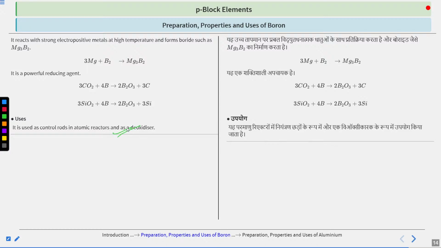So it's a very important reaction, right? This is used in atomic reactors as control rods. At the same time, it is a deoxidizer because it reacts with oxygen to form oxides.